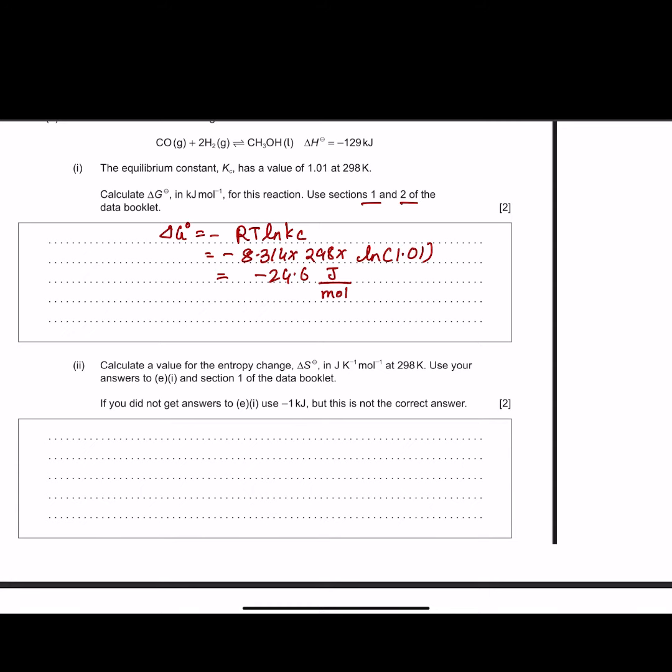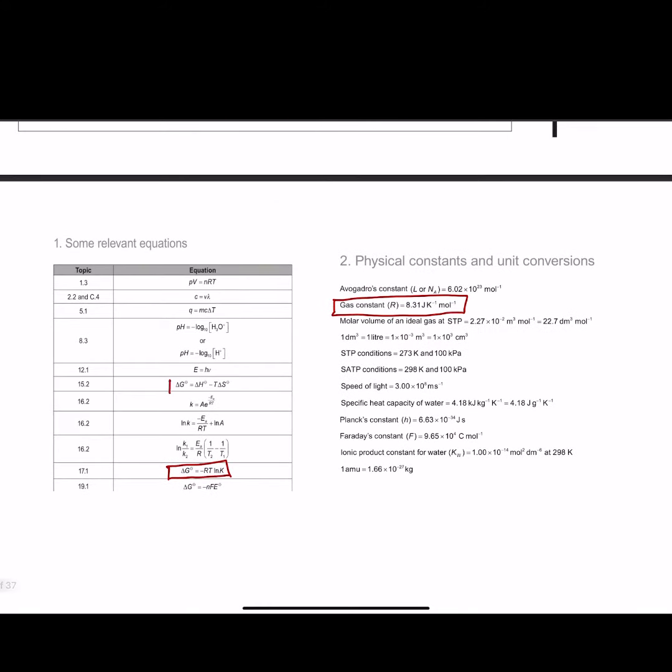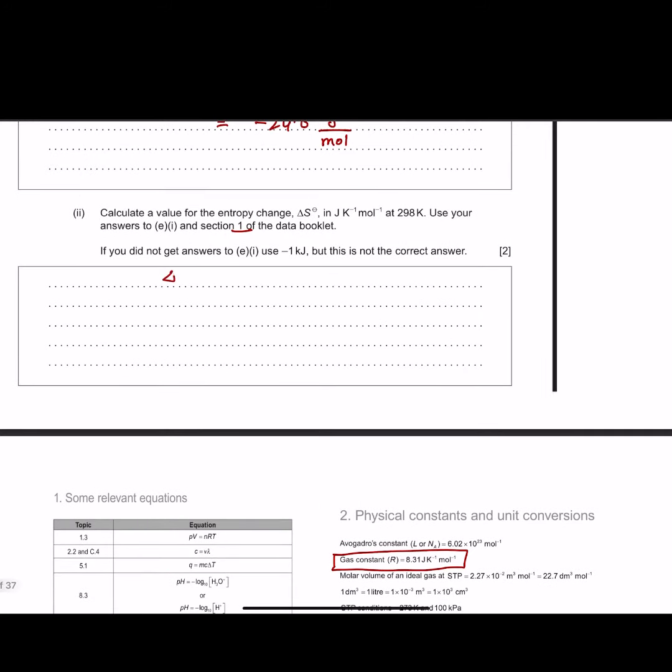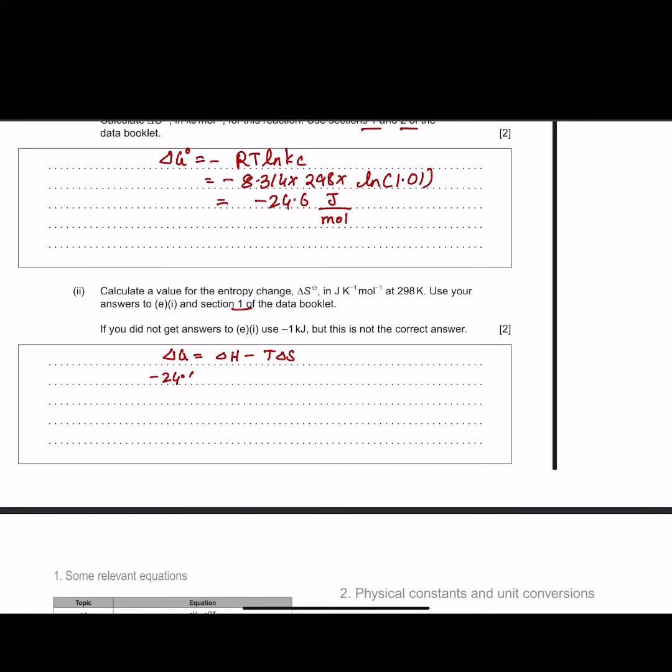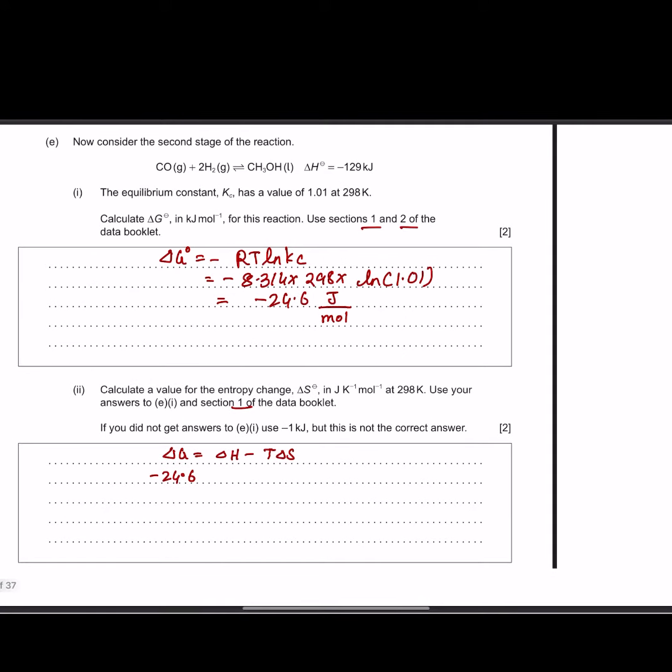In the next question, we have to calculate the delta S naught. Again, we have to use section 1. In this part, we have to use this equation, delta G equals delta H minus T delta S. Delta G we have calculated as minus 24.6. Delta H is in kilojoule, so we have to convert it to joules. Or what we can do is convert delta G to kilojoules. I guess that would be better. Temperature is 298 and this would be delta S.